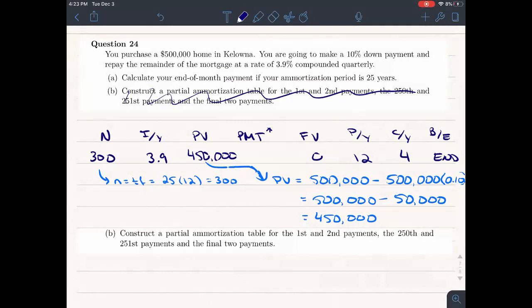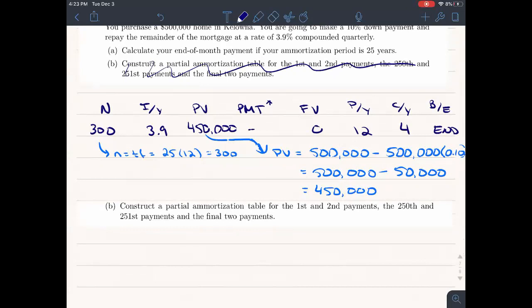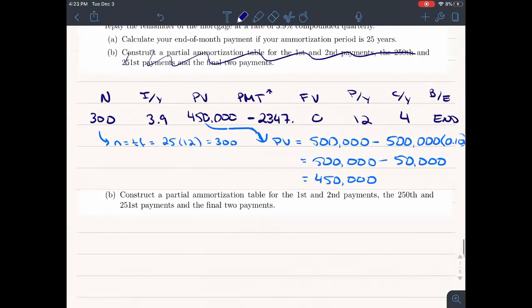So 3.9 interest per year, 450,000 present value, 0 future value, 12 payments per year, 4 compoundings per year, and I'm at the end, and I'm in end mode, so that's good. So now I can compute my PMT, and my PMT is going to be negative, and because we're talking in the calculator inputs, it's going to be important that it's negative, right? And so negative 2,347, and I'm going to round right away to 38 cents.